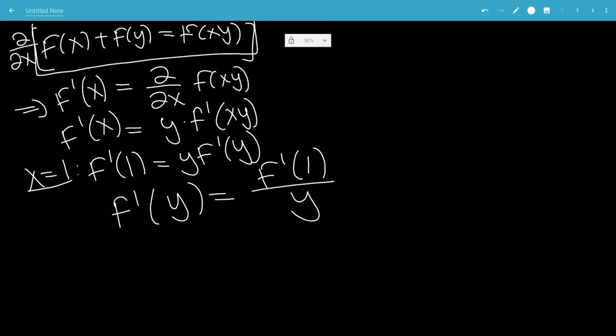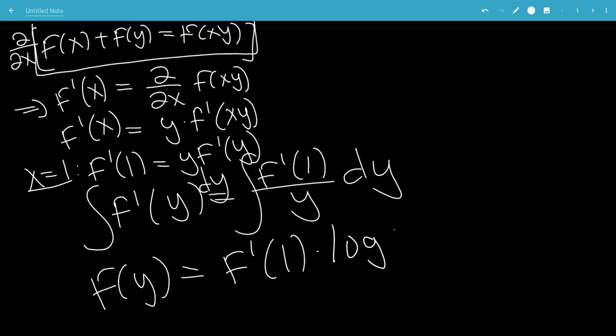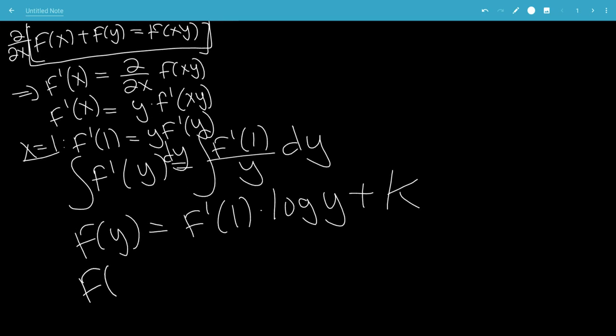To get f(x) or f(y), we're going to integrate both sides with respect to y. So now we get f(y). I'm going to put the constant on the right-hand side. So this will be f'(1) times the integral of 1 over y, which is log of y. You could do absolute value, but I'm just going to ignore it for now. And then plus, let's call the constant k. But we like f(x), so it'd be in terms of x instead of y. So f(x) will be, f'(1) is just a constant, so I'll call it c1, log x plus c2, which will be k.